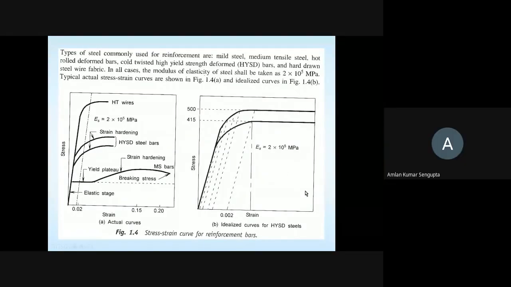Let me just make a point here. In yesterday's class, for concrete, we saw that the modulus was related to the strength. E was equal to 5000 root over fck. That means if the strength changes, the modulus is also changing. But whereas here you see, for steel, for any grade, the modulus is the same. It is written that in all cases, the modulus of elasticity shall be taken as 200 gigapascal. This is an important aspect, that for steel, we do not change the modulus with strength.